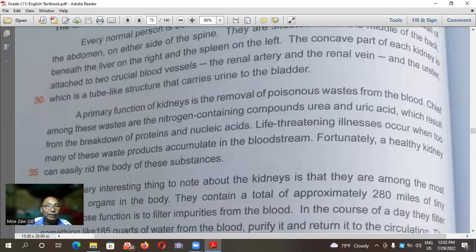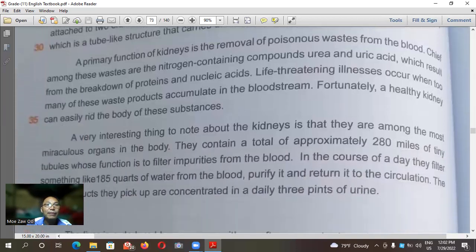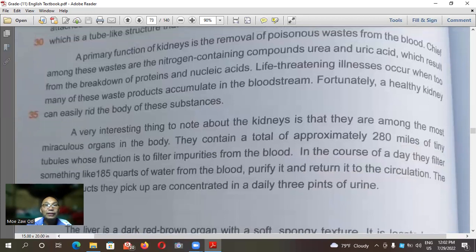Next paragraph. A primary function of the kidney is the removal of poisonous waste from the blood. Chief among these wastes are nitrogen-containing compounds, urea and uric acid, which result from the breakdown of proteins and nucleic acid.